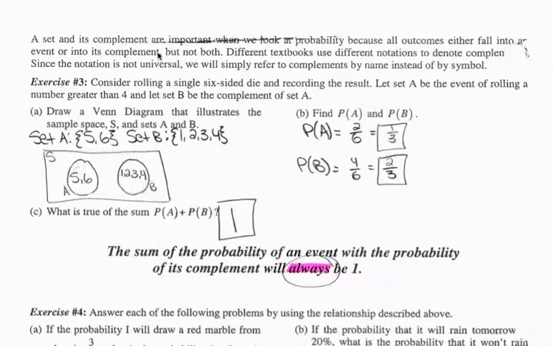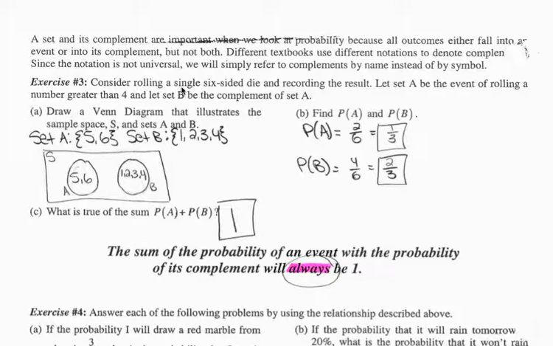A set and its complement are important when we look at probability because all outcomes fall either into an event or its complement, but they do not do both. Different textbooks use different notation to denote complements. Since the notation is not universal, we're going to simply refer to complements by name instead of by symbol.